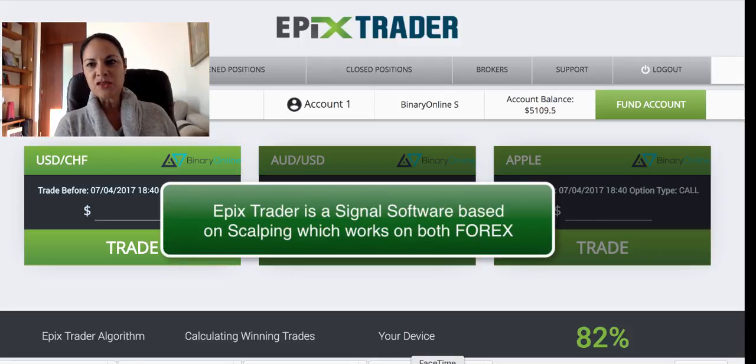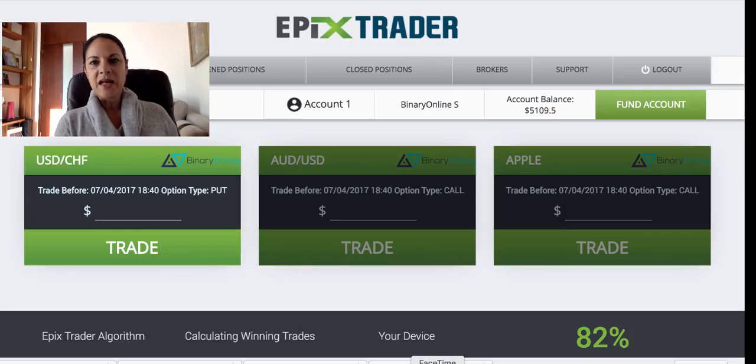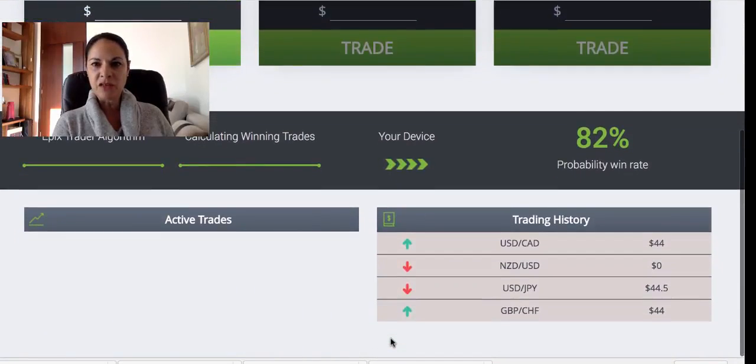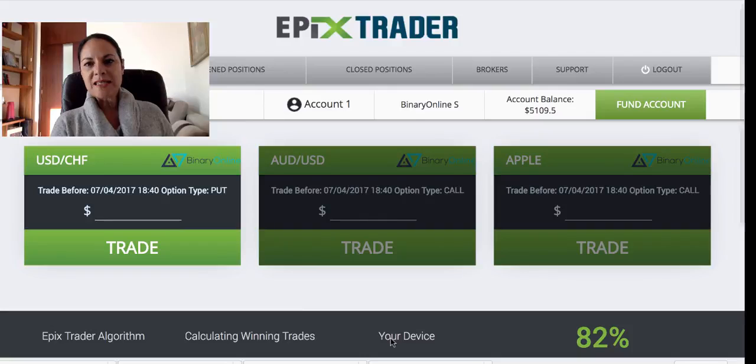We're going to do our first live trading session with Epix Trader. As you know, I introduced Epix Trader just a few days ago, and I have been doing some testing on the platform. It has turned out to be quite interesting. These are a few of my trades with Epix Trader.